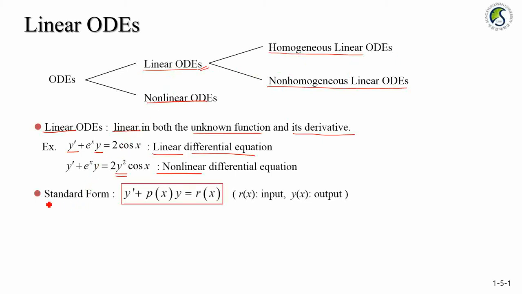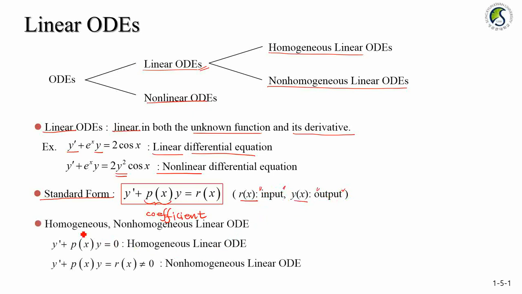Before we move on, the standard form of linear ODEs is explicitly expressed in this form: y prime plus p of x times y equals r of x. Here p of x is the coefficient function, a function of x only. And r of x is called the input to the system, and y is the output of the system.